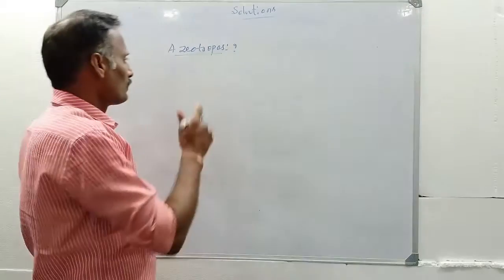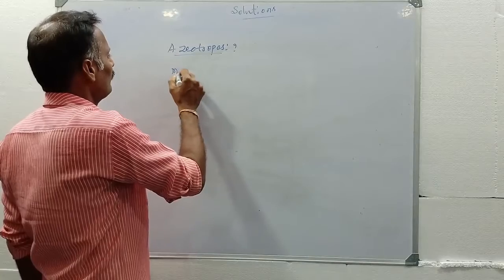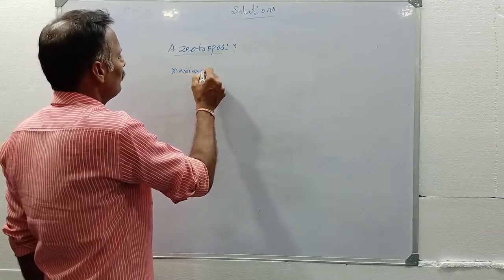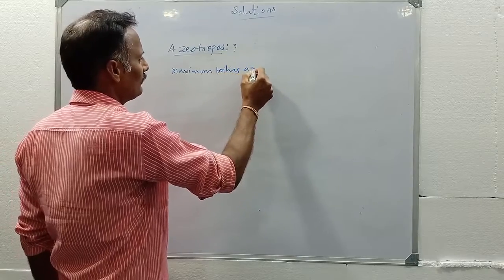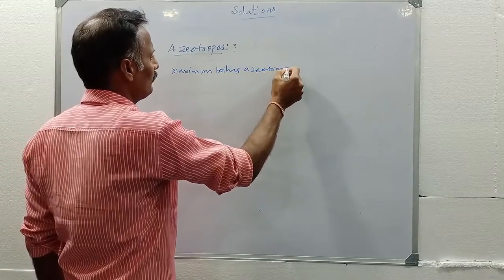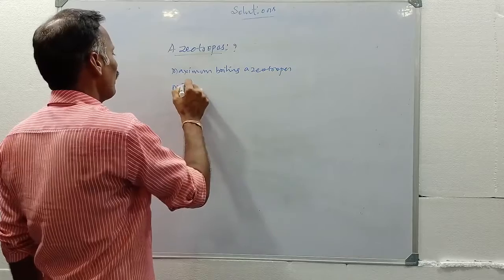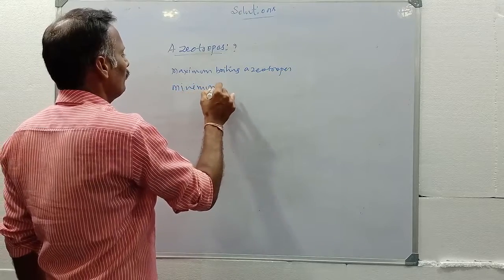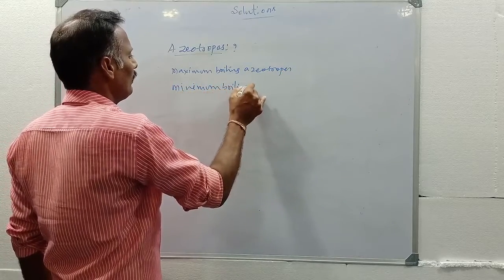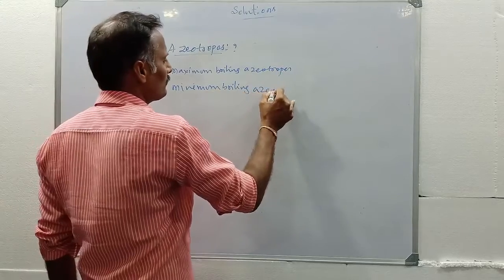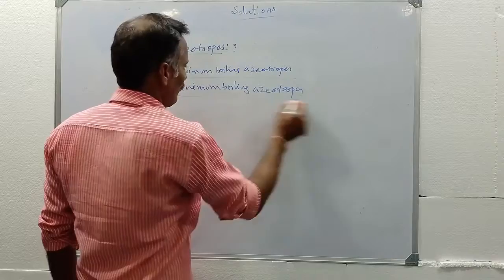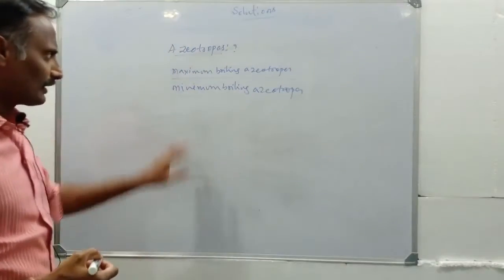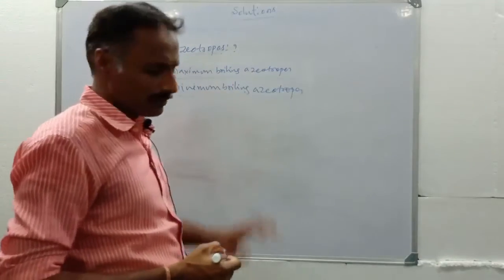And there are two types of azeotropes. One is maximum boiling azeotropes, and the other is minimum boiling azeotropes. Azeotropes are of two types: maximum boiling azeotropes and minimum boiling azeotropes.